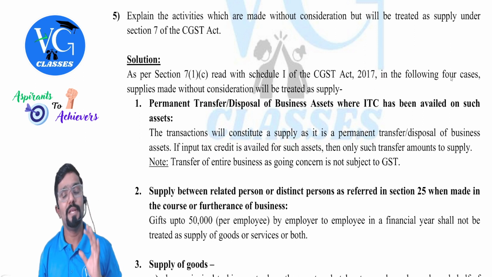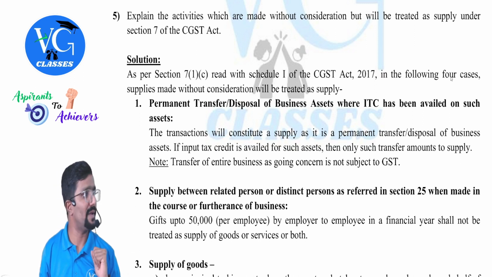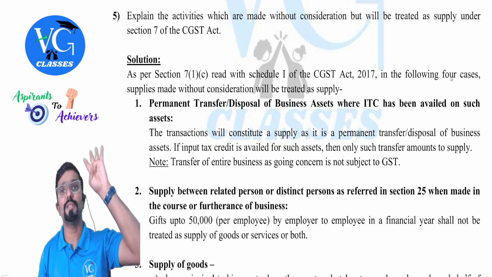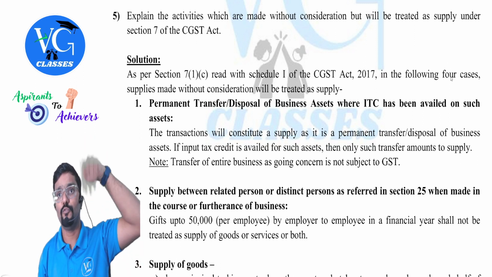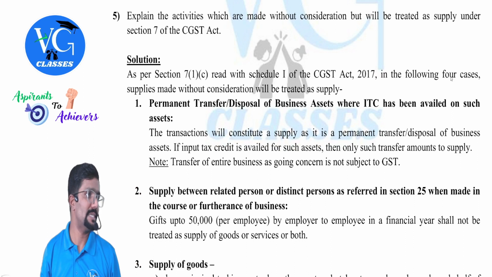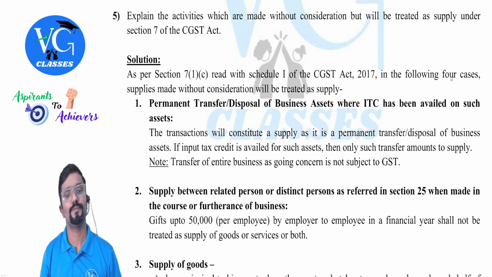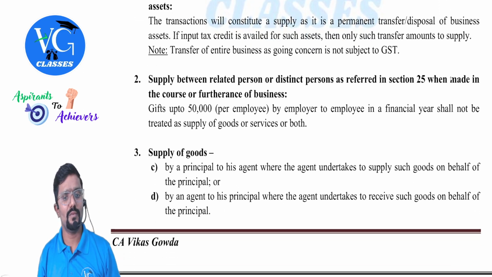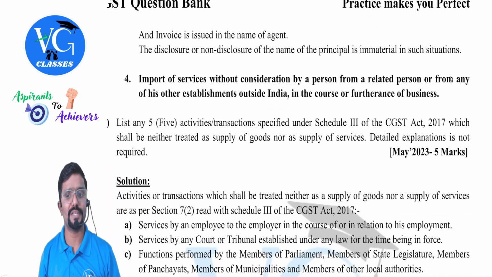And guys, please be careful. They can also ask this as: explain the scenarios of deemed supply, or explain deemed supply. Deemed supply is nothing but whatever is covered in the 4 paras of Schedule 1, guys. Para 1, 2, 3, 4. Same thing, whatever I had already told you, the same thing you have to present here.